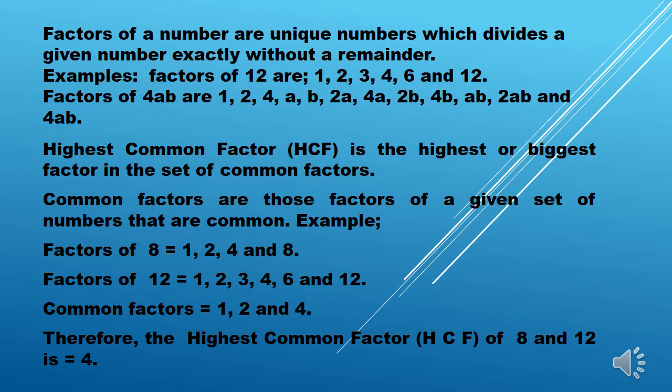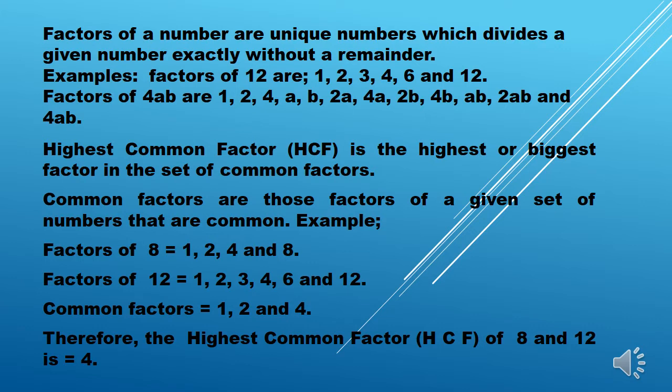They also multiply themselves to give you 12. For instance, we have 1 multiplied by 12 gives 12, 2 multiplied by 6 gives 12, and 3 multiplied by 4 gives 12. So you can see they are all unique numbers.